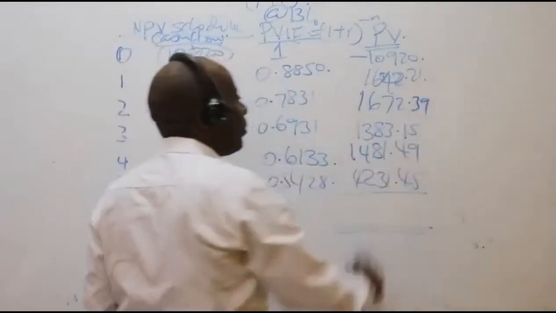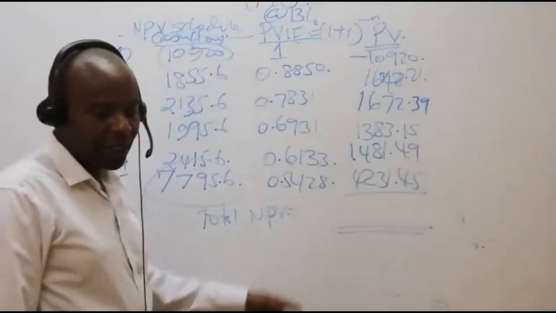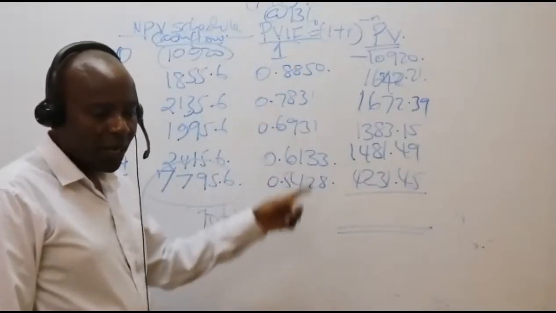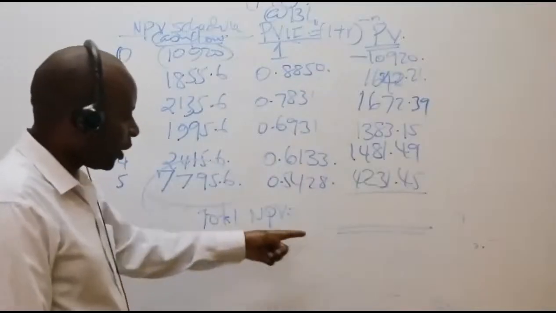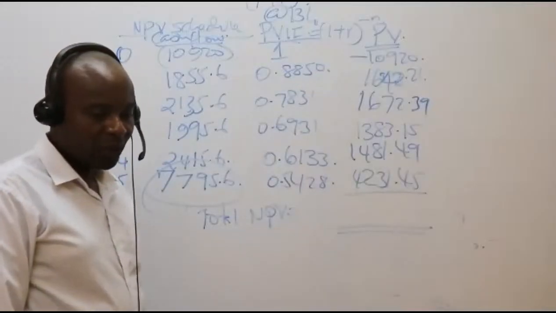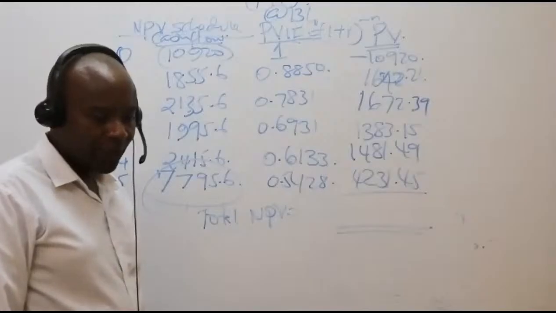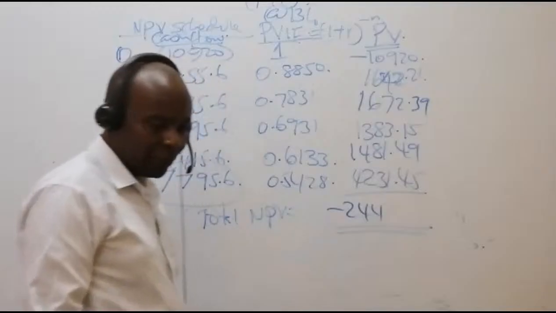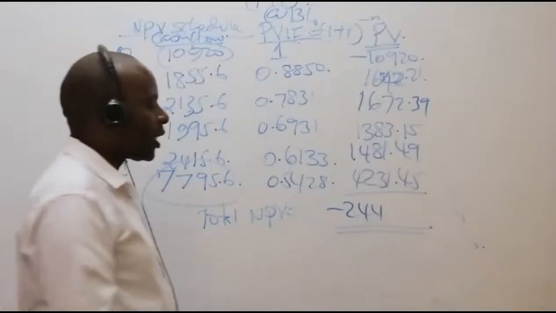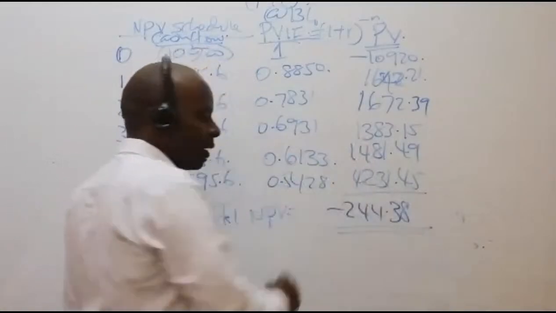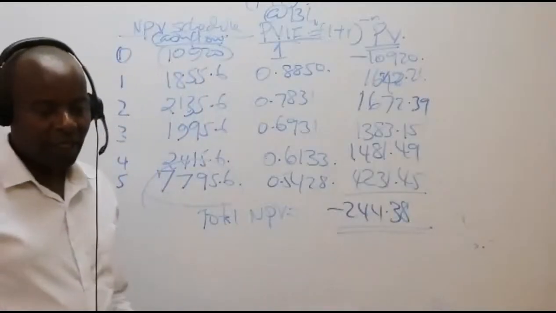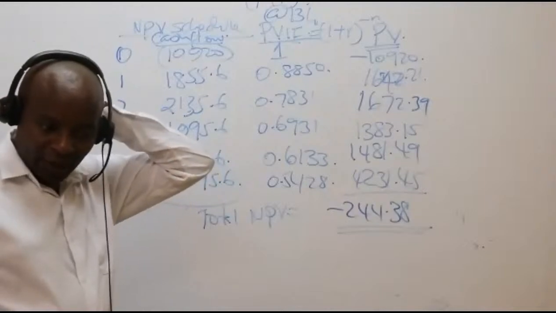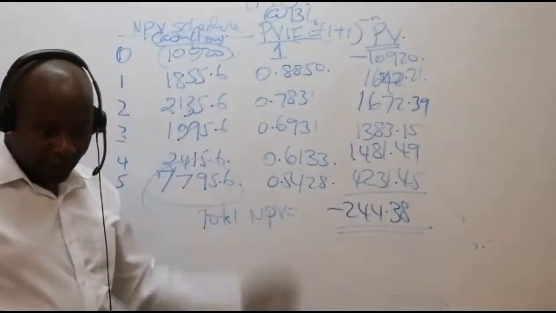So now I suppose that all our figures are correct. So then could you kindly give us the total net present value, which will end up giving us negative 244.38? Can someone else confirm this? Carol says no, negative 457.